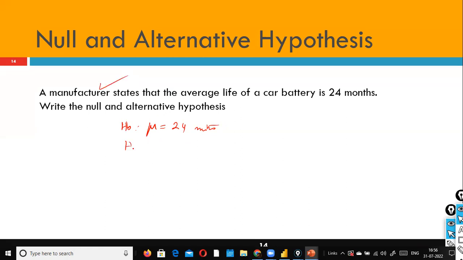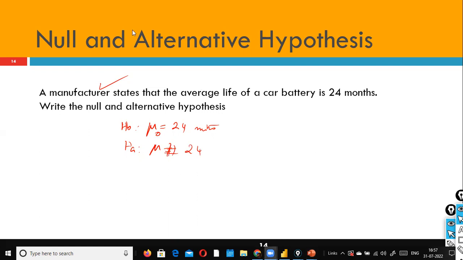And what is the alternative hypothesis? So can we say that mu is not equal to 24? It is not less than 24. It is not greater than 24. We can say that way also, right? No, it is less than 24 months. Whatever they mentioned was not correct. In my car, it lasted less than 24 months only. In some cases, it is more than 24 months.